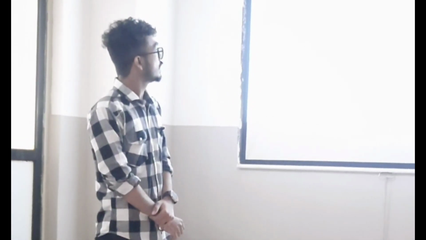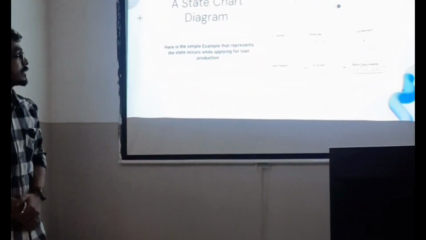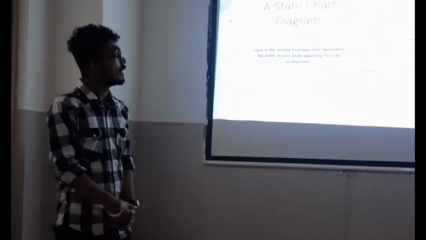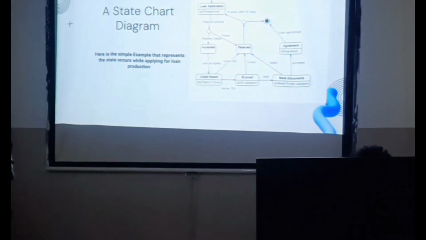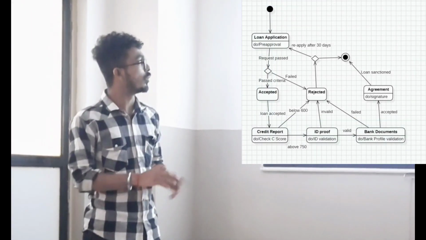So here is one simple example of a loan application. Now everyone knows how to apply for a loan in a bank. So this is a structural representation of a loan application in a state chart diagram. First, this is an initial point, that black solid dot. This is the initial point where the customer applies for the loan. This is a simple state where the customer is applying for the loan. So applying for a loan is nothing but a state, and it is represented in an oval type box.